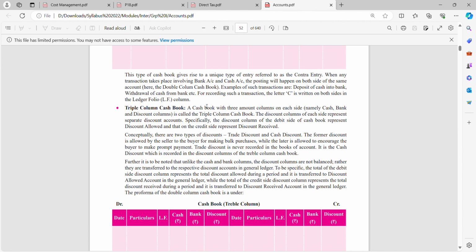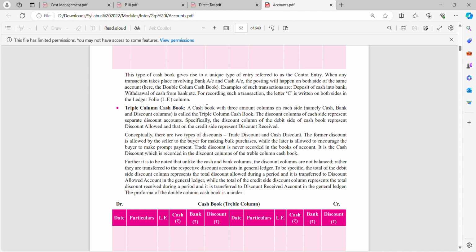Conceptually, there are two types of discounts, trade discounts and cash discounts. The former is allowed by the seller to the buyer for making bulk purchases, while the latter is allowed to encourage the buyer to make prompt payment. Trade discount is never recorded in the books of accounts. It is cash discount which is recorded in the discount column of the triple column cash book.